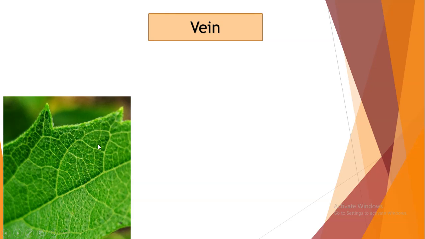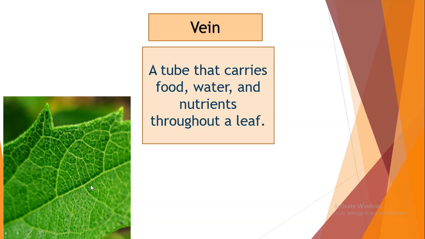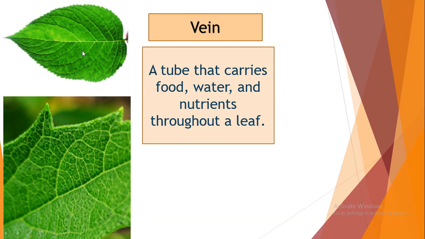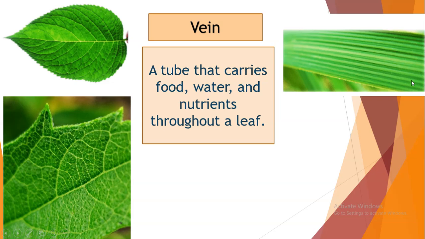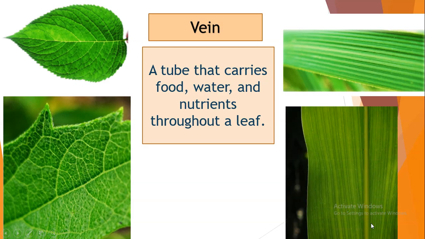These lines are veins. So, what is a vein? It's a tube that carries food, water, and nutrients throughout a leaf. These are veins. Look at these veins here in this picture. Do you notice the difference?